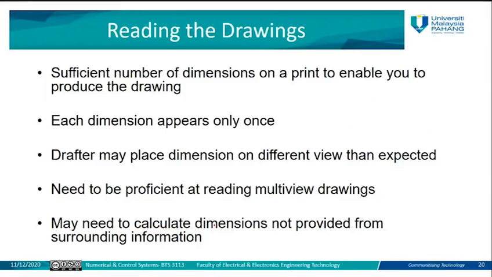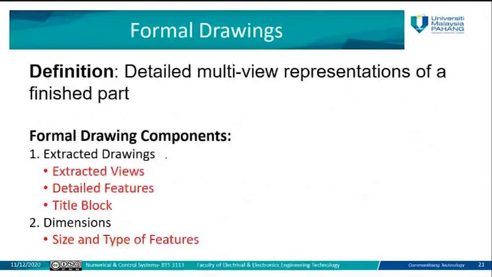Usually, if you have drawings and you want to read them to understand what's included and convert the information in the drawing into a program that will be fed to the CNC machine, you need to have a detailed multi-view representation of the finished part. The finished part consists of an isometric view, which shows you the part, then extracted views: the front view, the side view, and the right side view.